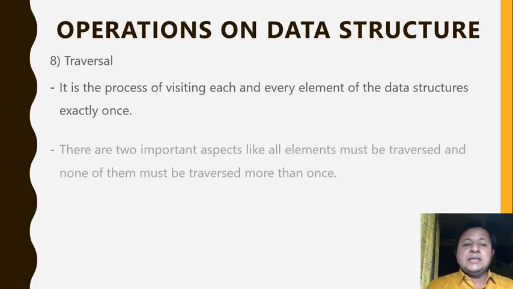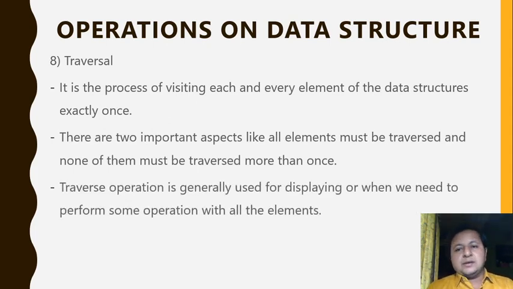And the last but not the least, a very important one called traversal. Now, as the definition suggests, it is a process of visiting each and every element of the data structure exactly once. Now, there are two important aspects of this definition. First of all, visiting each and every element. That means all the elements must be visited. None of the elements must be kept aside. All of them must be visited. Secondly, elements must be visited exactly once. So no element must be visited more than once. So this is how we can define traversal.